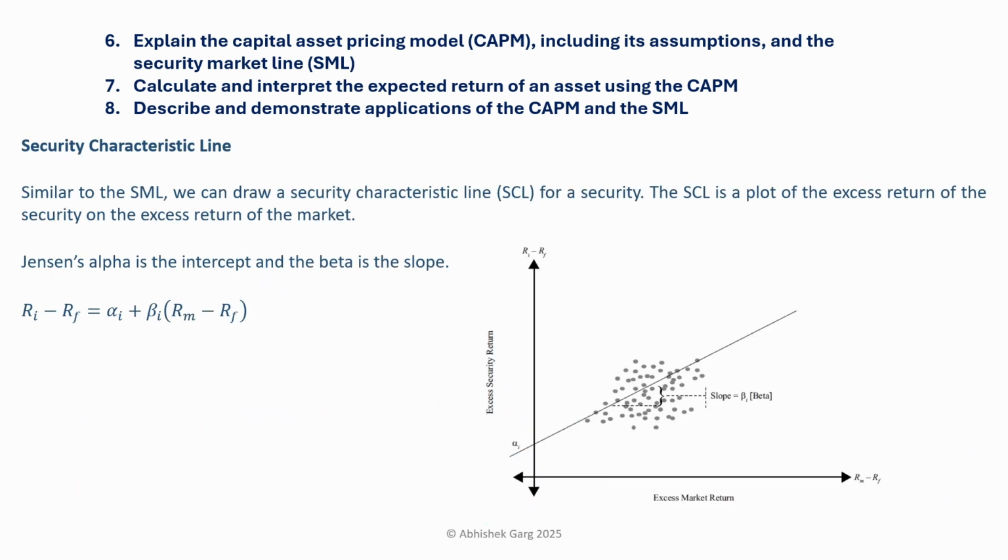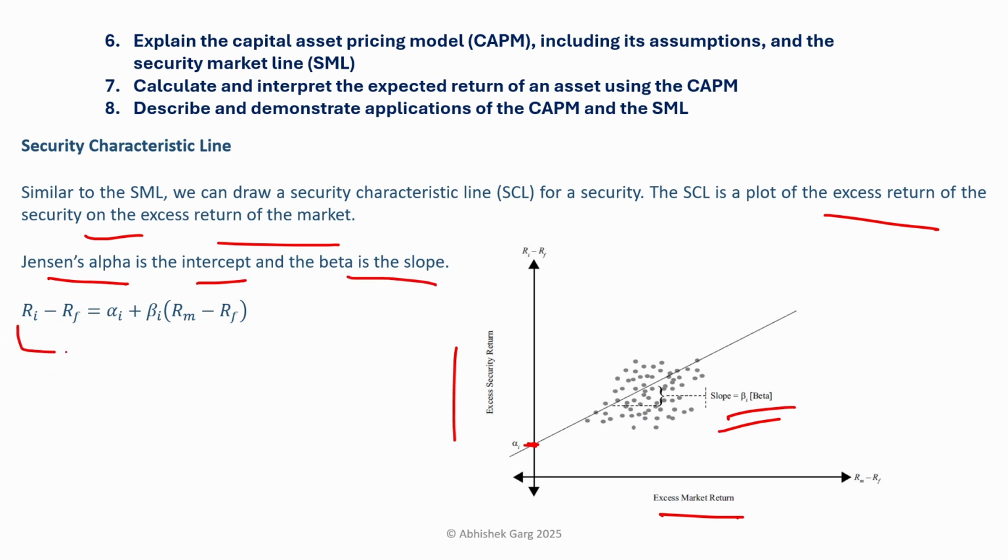Security characteristic line. The security characteristic line is specific for a security. It's a plot of the excess return of the security on the excess return of the market, and its slope is given by beta. Jensen's alpha is the intercept. That means the alpha that the investor generates over the market return is the intercept, and beta is the slope. So the excess return on an asset is equal to alpha plus beta times the excess market return.